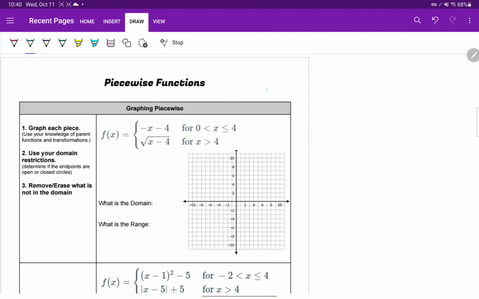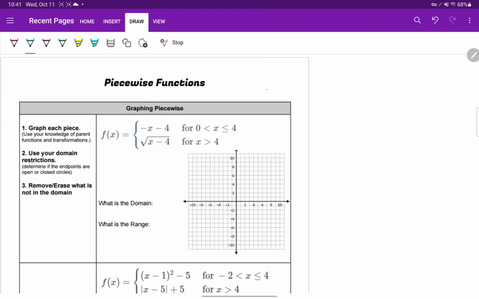So use your knowledge of parent functions and transformations. Then you're going to use your domain restrictions to determine whether the endpoints are going to be open or closed circles, and that's going to depend on your inequality. If you look at the first linear function, it has 0 is less than x, which means there's no equal bar, so it's an open circle. Then x is less than or equal to 4, and the equal to makes it a closed circle at 4. After we finish graphing it, we're going to erase what is not necessary to make our function match the domain restriction.